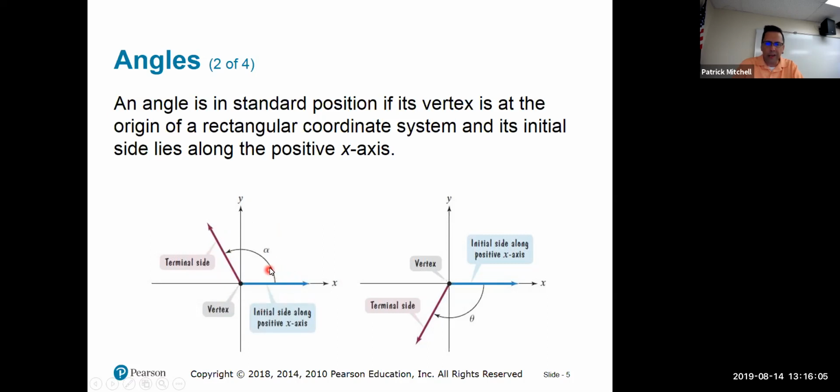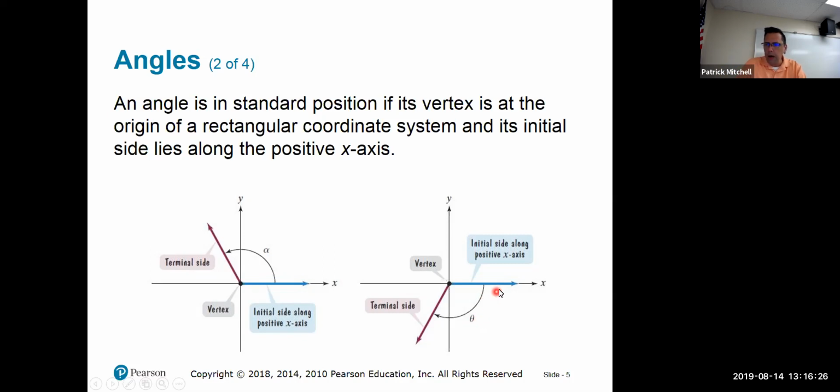This angle is called alpha. So that little symbol right there is the Greek letter alpha. You'll find that angles are often named after lowercase Greek letters. So the most common ones are alpha. This one over here is theta. And the other one that we use sometimes is beta.